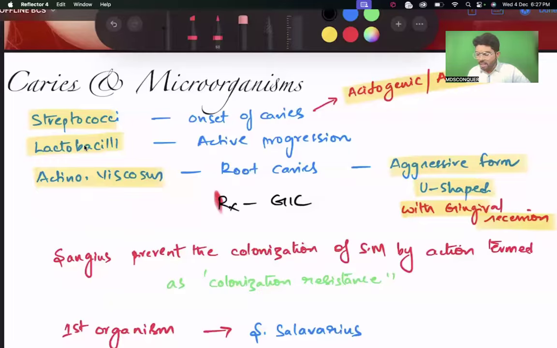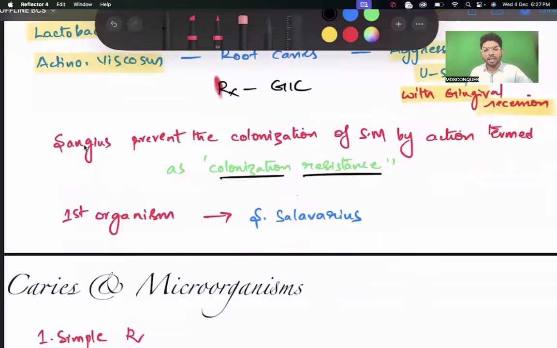Sanguis prevents the colonization of Streptococcus mutans, and this method of preventing colonization of Streptococcus mutans by sanguis is called colonization resistance. Similarly, the first organism to enter the oral cavity is Salivarius. Streptococcus mutans comes into the oral cavity only after tooth eruption, because it hangs on the tooth. So teeth are required for Streptococcus mutans to exist.